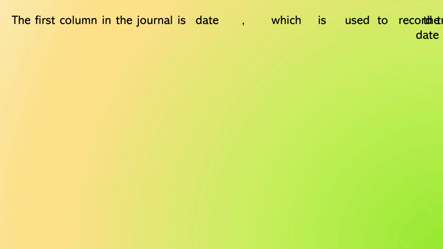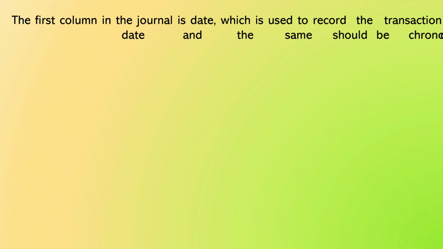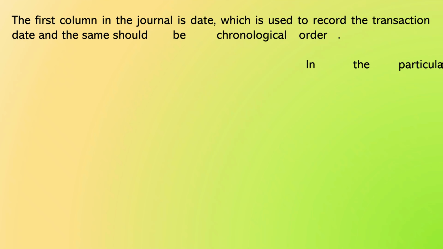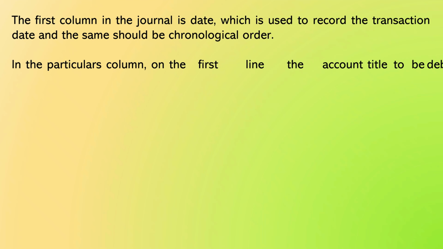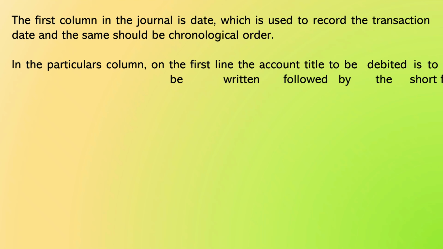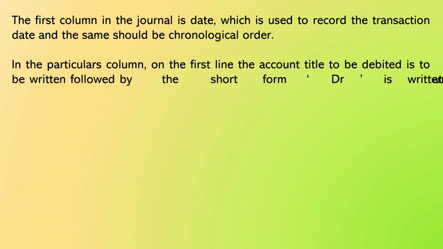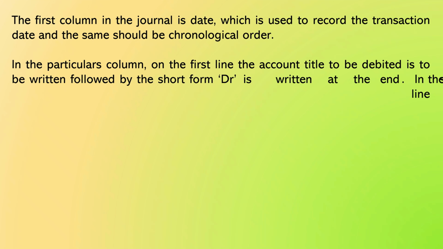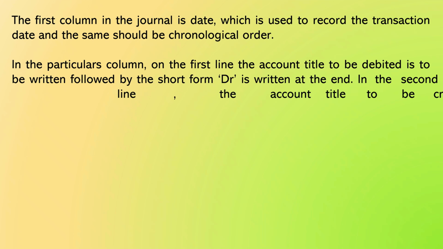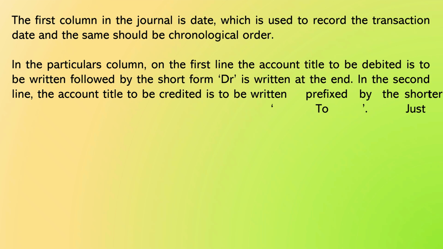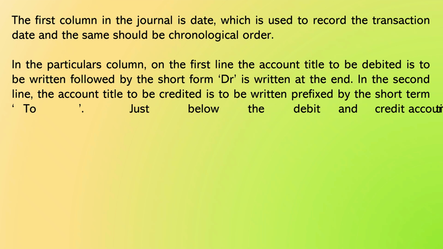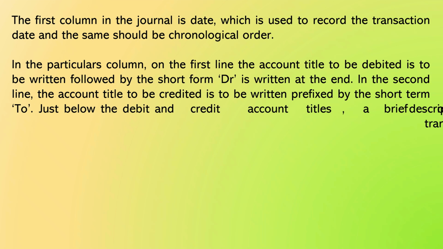The first column in the journal is date, which is used to record the transaction date, and the same should be in chronological order. In the particulars column, on the first line the account title to be debited is written, followed by the short form Dr. at the end. In the second line, the account title to be credited is written, prefixed by the word To. Just below the debit and credit account titles, a brief description of the transaction, named narration, is written.